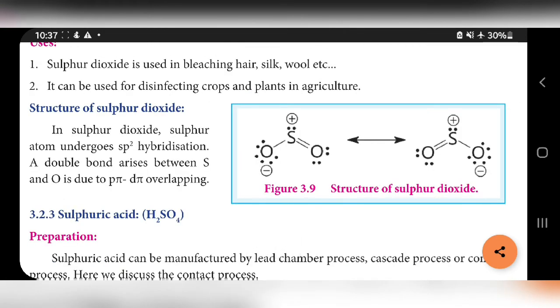Next one, structure of sulfur dioxide, SO2. The actual structure of sulfur dioxide is S+, a double bond to O, and a single bond to O-. In sulfur dioxide, the sulfur atom undergoes sp2 hybridization. The double bond between sulfur and oxygen arises due to pπ-dπ overlapping.